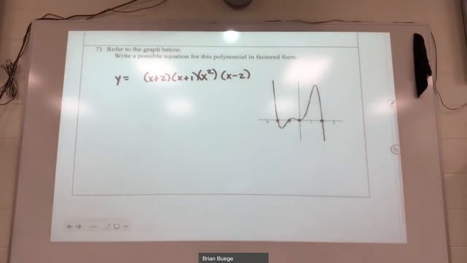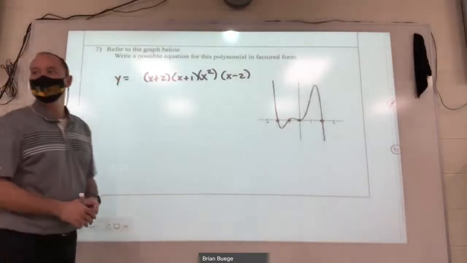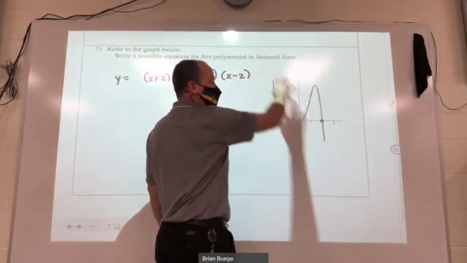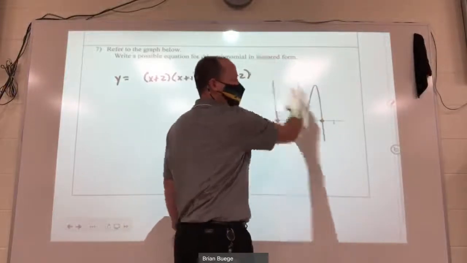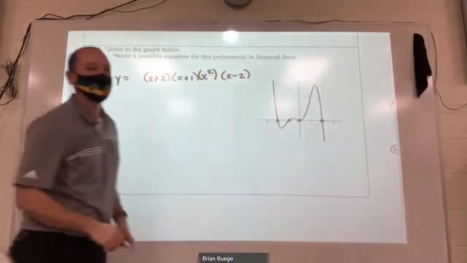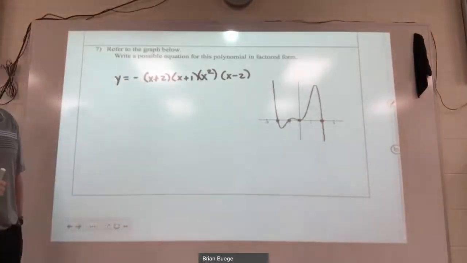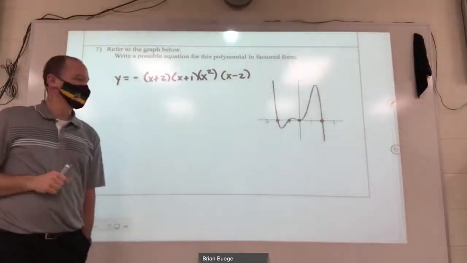Last question. Positive or negative a value? Positive or negative? What do you think, Connor? Negative. Yeah. And why is it negative? Because it's going from top to down. Yeah. It's going from positive infinity, it's starting, and it's ending at negative infinity. So it's got that general decrease to the graph. So I know that my a value is going to be negative, so I'm going to throw a negative in the front as well. Okay?